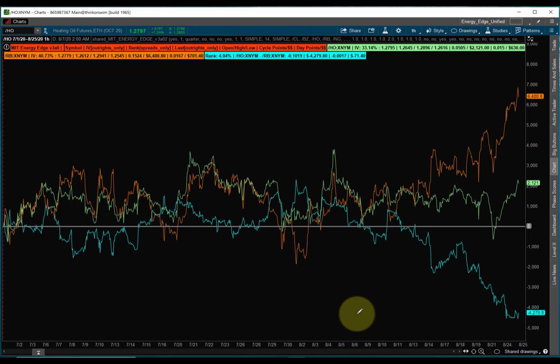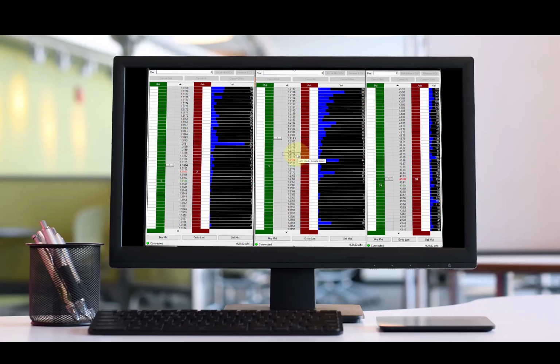Let me show you exactly how to put this trade on. I'm looking to buy one heating oil and sell one RBOB. Here's heating oil, and here's RBOB, and here's oil. I just left oil on there because it's the alpha male. I worked the limit order one above here, thinking I'm going to get filled, and then I just wait.